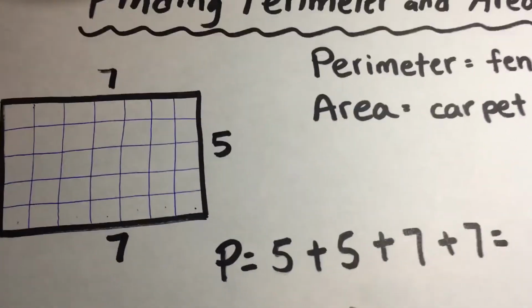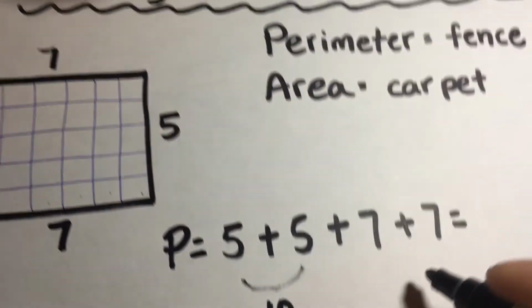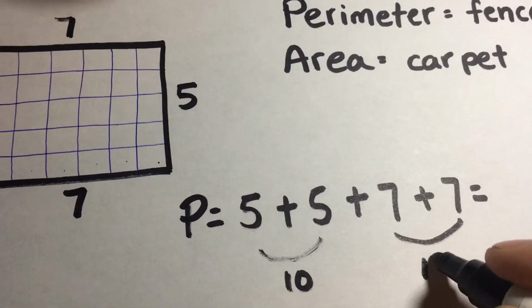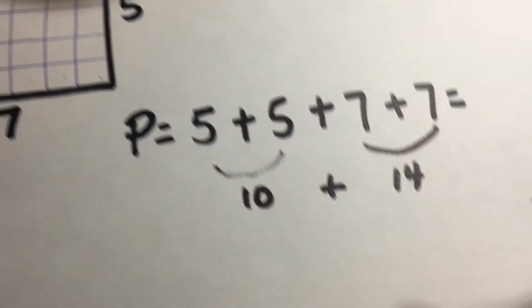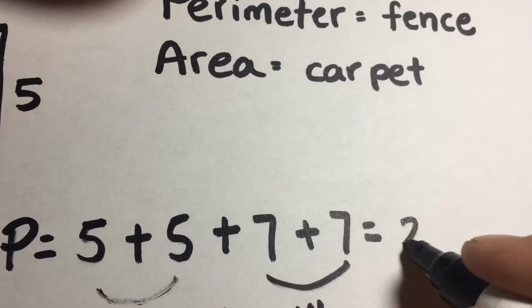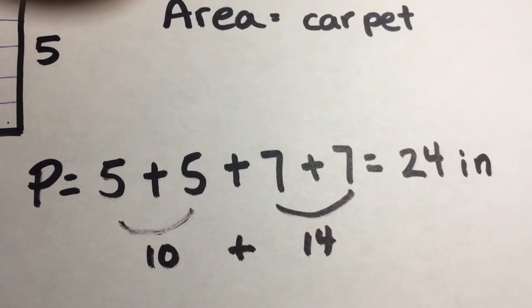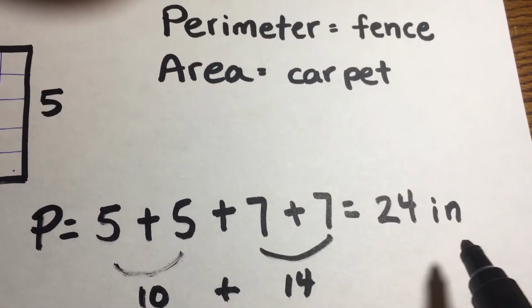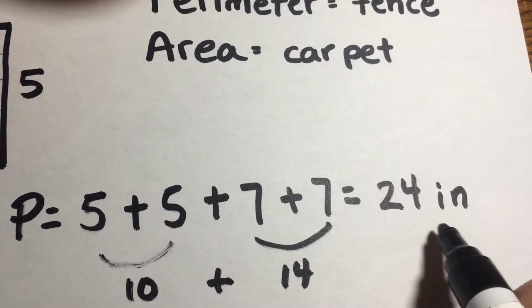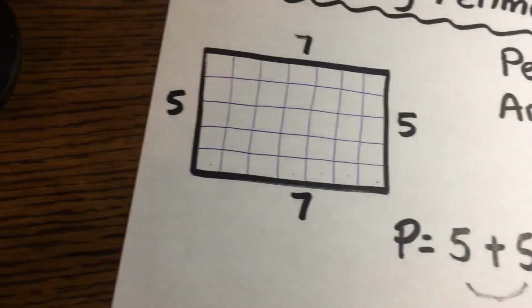Of course, trying to do this in a smart way, I would put 5 and 5 together, make that a 10, 7 and 7 together, make that a 14, and then adding 10 plus 14 gets me a perimeter on this rectangle of 24 inches. Not perfect inches, but they are inches here. Notice we're giving that in just the unit, right? 24 inches.